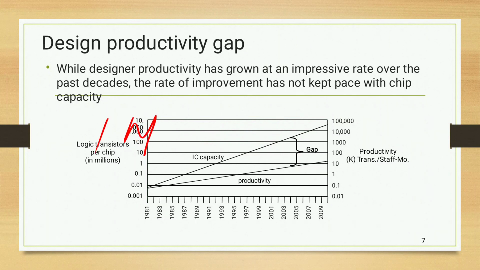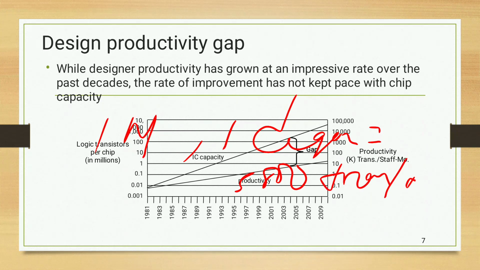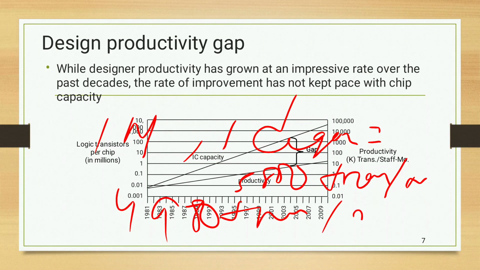One million transistors, one designer required, that is equal to 5,000 transistors per month. Each additional designer reduces 100 transistors per month. So 2 designers produce 4,900 transistors per month each.